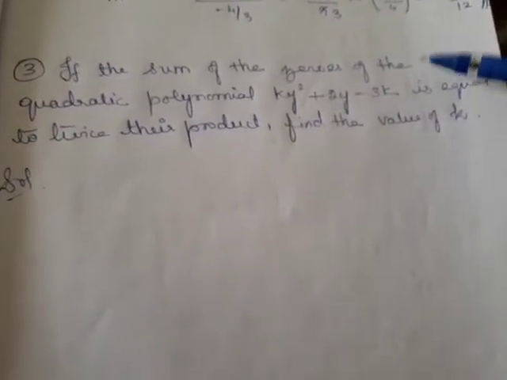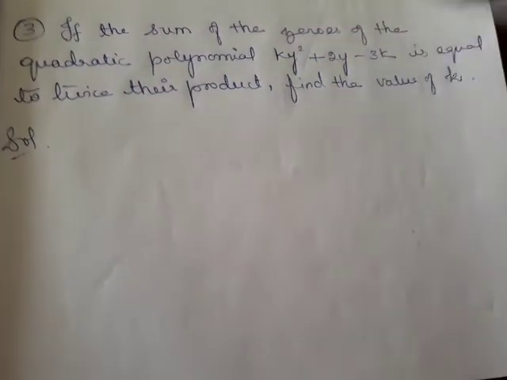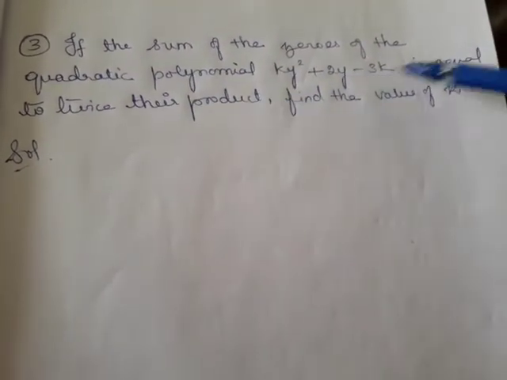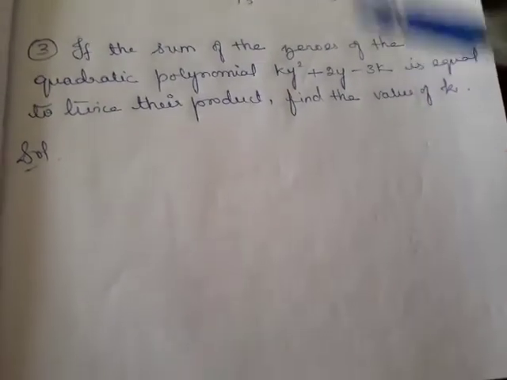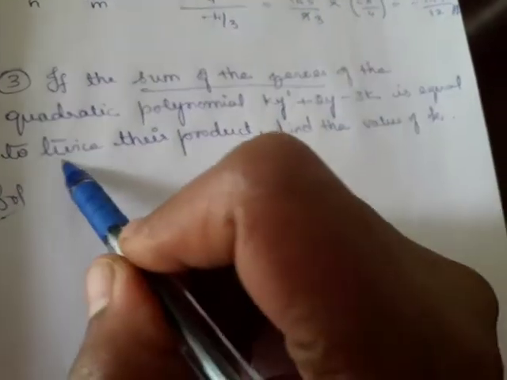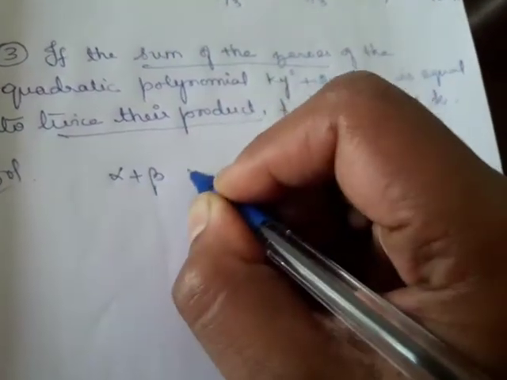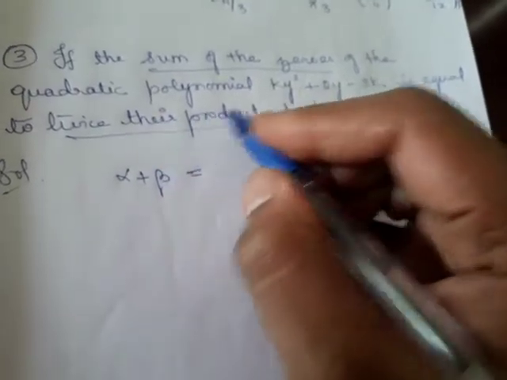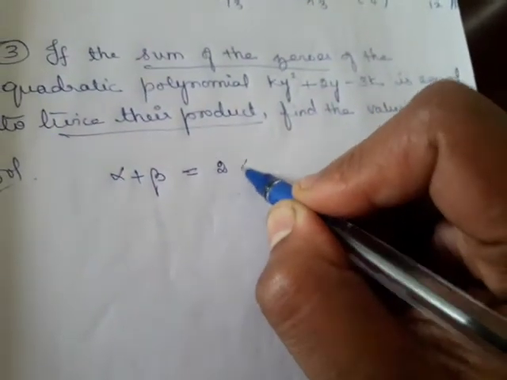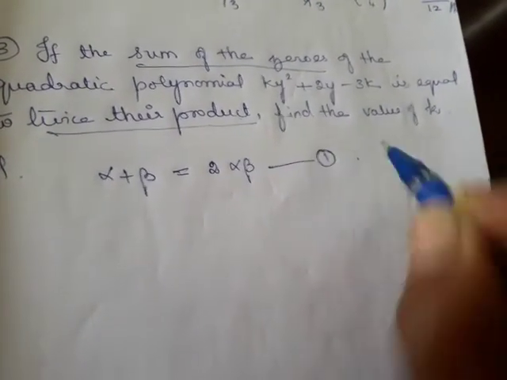It is also of the same kind. If the sum of the zeros of the quadratic polynomial is equal to twice their product, find the value of k. What is given? Sum of the zeros is equal to twice their product. So what does it mean? Sum of the zeros means alpha plus beta. This means equal to twice their product. So 2 times alpha beta. So this is the relation given in the question.